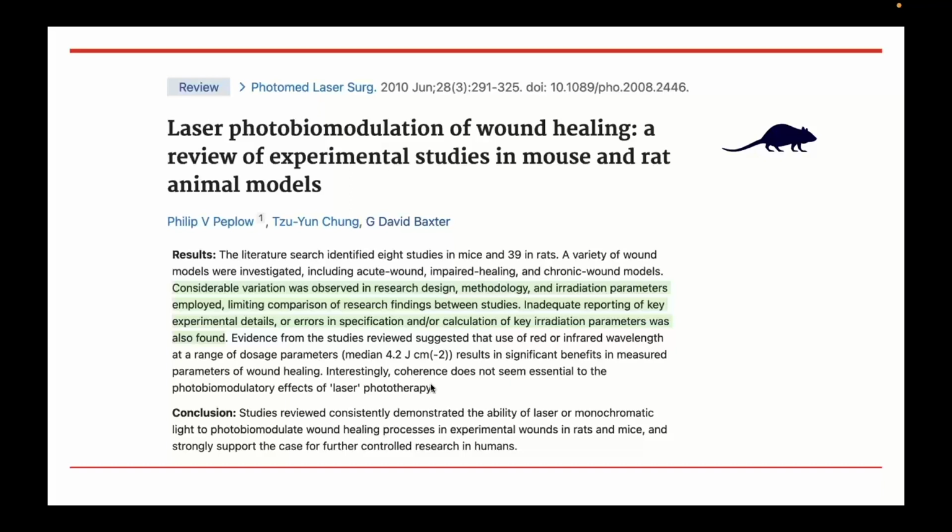But look at these sentences, which we unfortunately find in almost every similar review or meta-analysis with laser therapy. They literally say, "Considerable variation was observed in research design, methodology, and irradiation parameters employed, limiting comparison of research findings between studies. Inadequate reporting of key experimental details or errors in specification and/or calculation of key radiation parameters was also found." And these are very frequent problems when we try to compare studies. The irradiation or treatment parameters are very variable from one study to the other, and sometimes it's information that is not even disclosed.